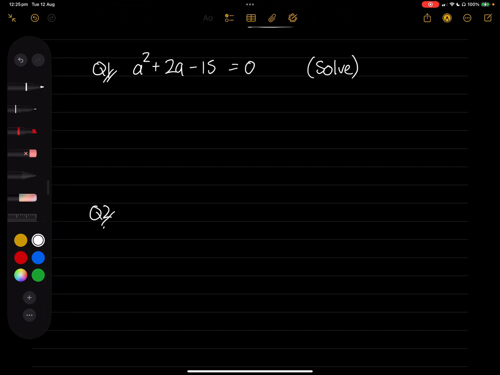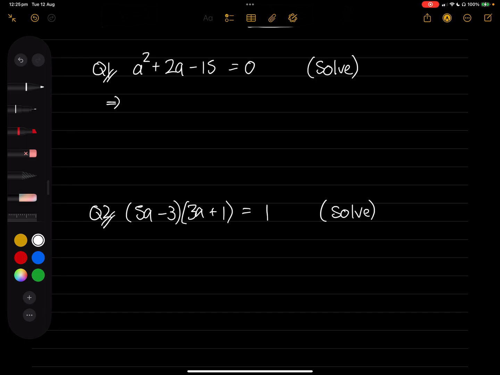And for question 2, we'll make question 2 a little bit harder. We might have, let's see, bracket 5a minus 3 times 3a plus 1 is equal to 1. And the instruction here is solve. So pause the video now, have a go. Okay, so now that you've paused the video, you've had a go, let's go through the solutions.